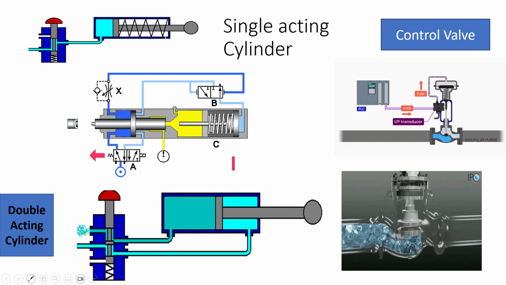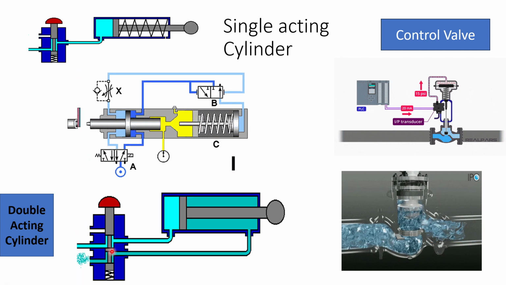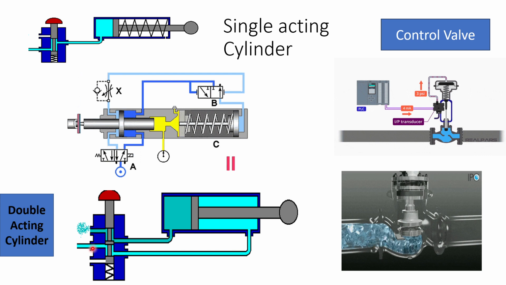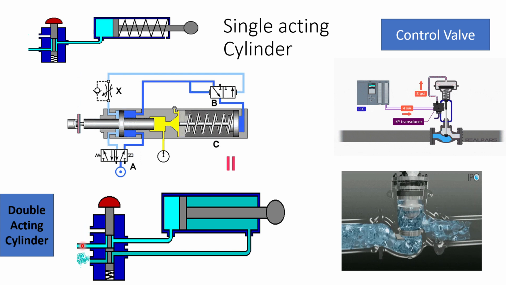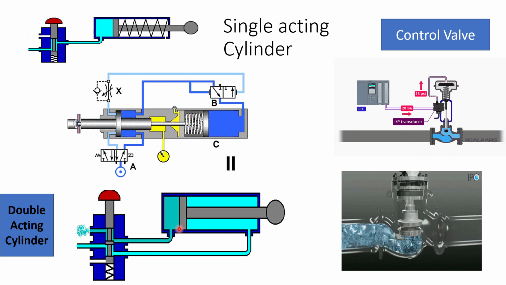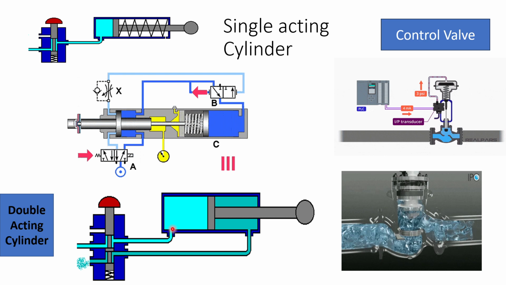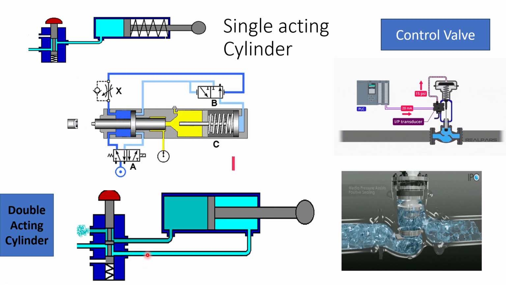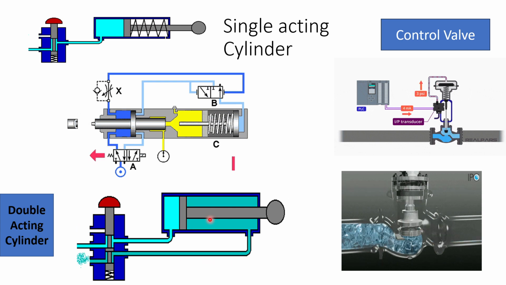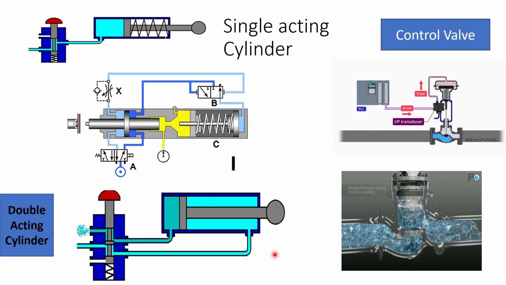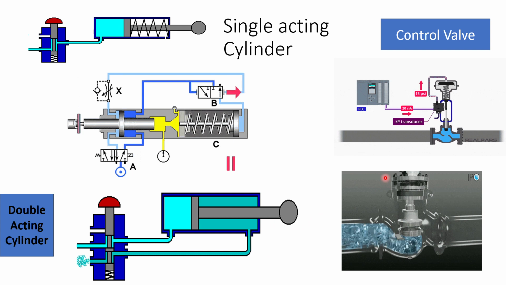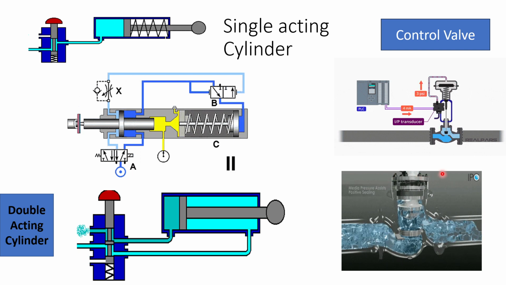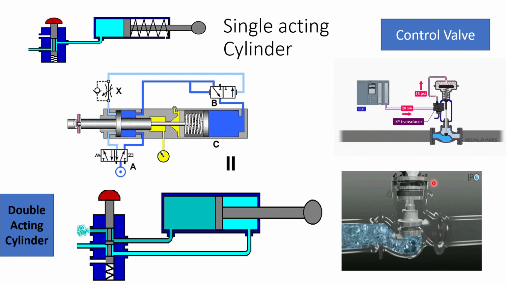Here also we can see the same thing. You see what is happening, when a spring is pushing this up, air is coming from here. Now air is coming from here. When air comes from here, it will push it on the right side. When air goes from this side, now air will push on the left hand side.